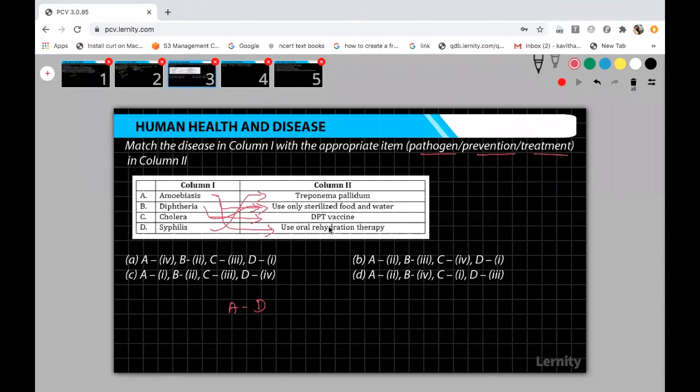And then the second one, diphtheria. Diphtheria is DPT vaccine. That is not D, it is 4. B is 2. C, cholera. B is 3. C is 2. And D, syphilis is 1. So which is the correct answer? 1, 2, 3, 4 in the reverse order. Option A. Option A is the right answer.